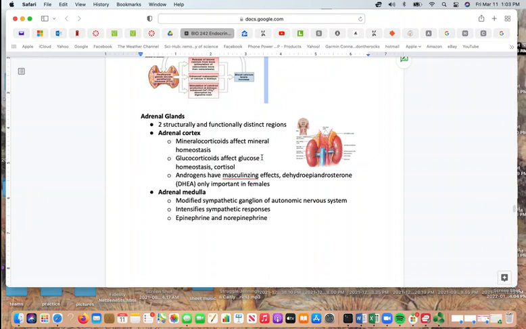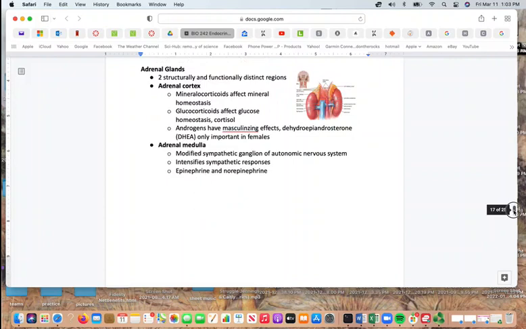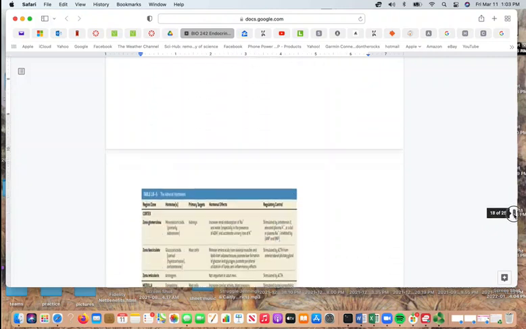And then you have the androgens, which will have masculinizing effects. The dehydroepiandrosterone, DHEA, is more significant in females. The adrenal medulla, it's going to have some modified sympathetic ganglion from the autonomic nervous system in there, so it can help to intensify your sympathetic or fight or flight response. And it will produce epinephrine and norepinephrine in there.